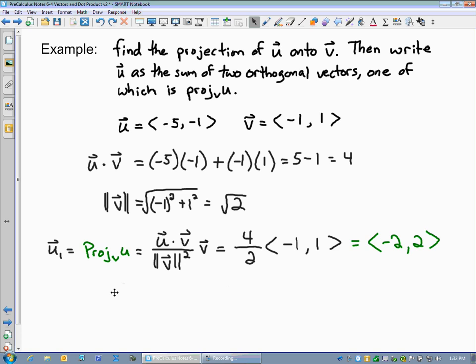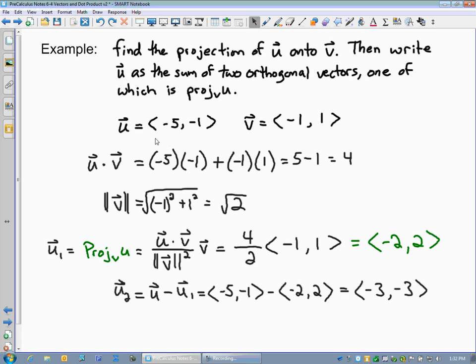So to find u2, it's simply going to be u minus u1, which is our original u, and we're subtracting our answer we got in the first step. So here it's a matter of negative 5 minus a negative 2 is negative 3, and negative 1 minus 2 is negative 3. So therefore u, they want us to write it as a sum of two vectors. U is going to be negative 2 comma 2 plus negative 3 comma negative 3. And we're done.